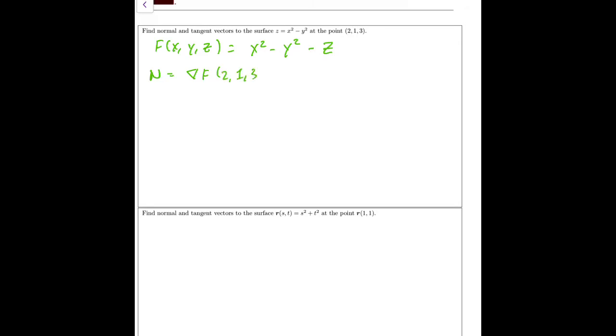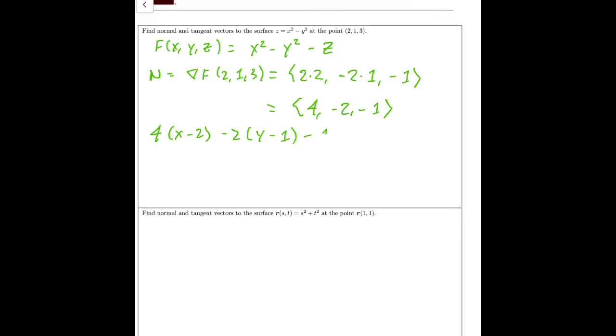at (2, 1, 3). So the x derivative of f is 2x, so this is 2 times 2. The y derivative of f is minus 2y, so this is minus 2 times 1, and the z derivative is just minus 1. And so this is equal to (4, -2, -1). And that is a normal vector, so the equation for the plane then is going to be 4 times (x minus 2) minus 2 times (y minus 1) minus (z minus 3) equal to 0.